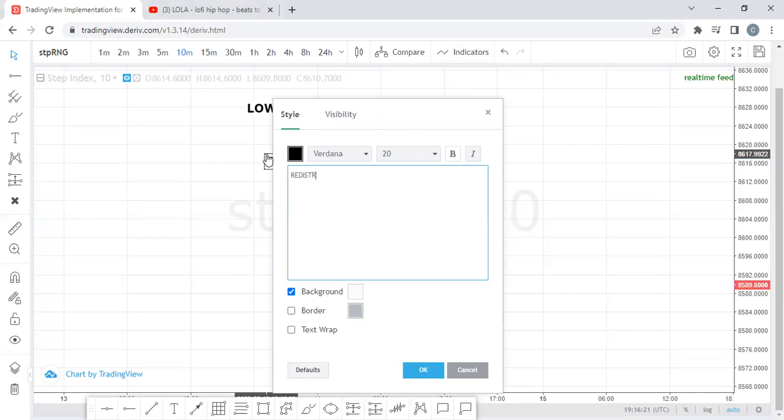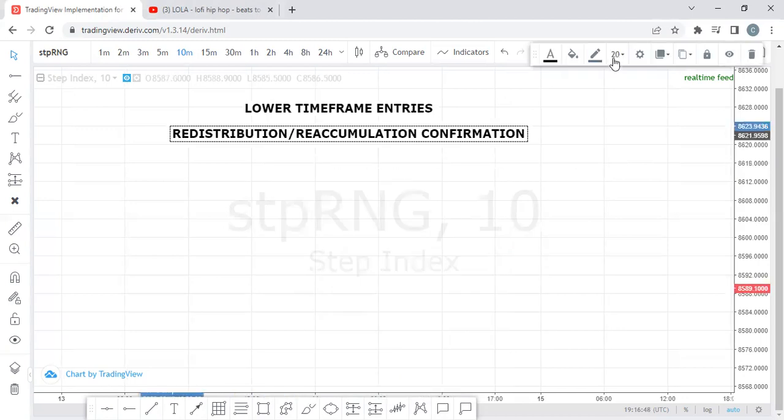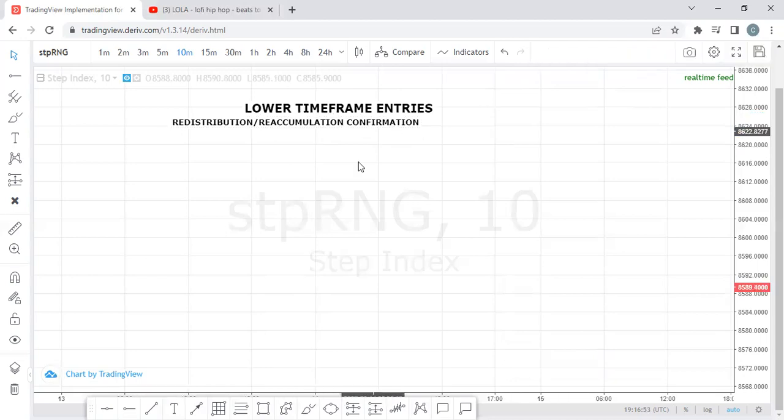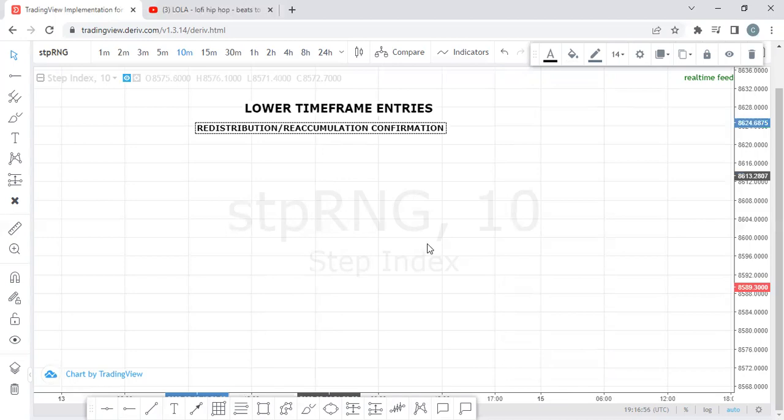The redistribution and reaccumulation confirmation. This is what I use for lower time frame entries. You can call it the distribution and... sorry, there should be a slash there. So the reaccumulation and redistribution confirmation, that's what I basically use for lower time frame entries most often than not. These are the easiest of them all, so we'll just be teaching this.